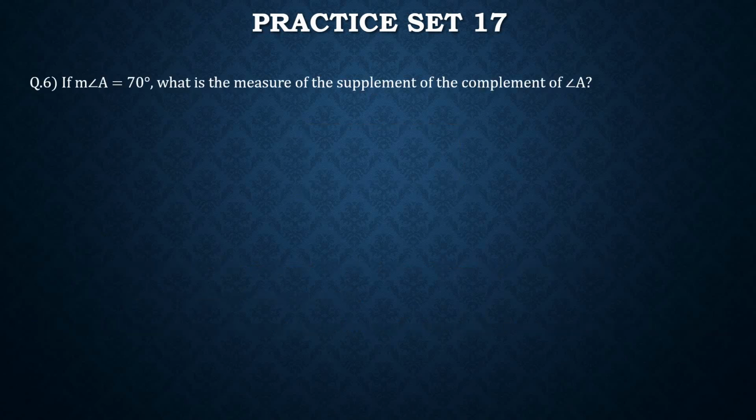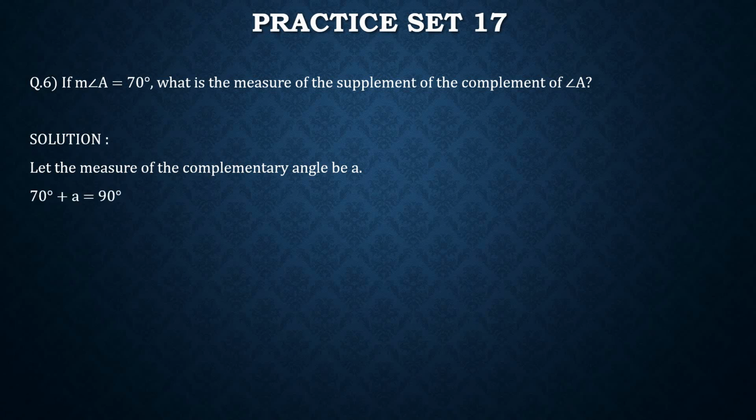Sixth sum of practice set 17. If the measure of angle A is 70 degrees, what is the measure of the supplement of the complement of A? Very tricky question this is. So we have to find the supplement of the complement of A. Solution. First we are going to find the measure of the complementary angle. Then along with that complementary angle we are going to find the measure of its supplementary angle. Let the measure of the complementary angle be A.